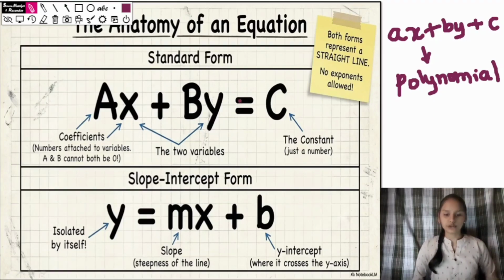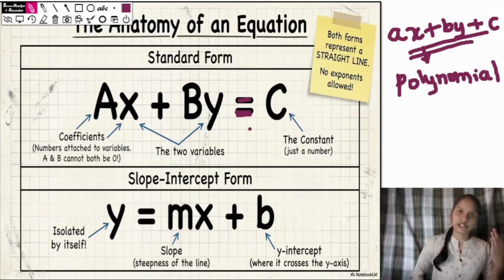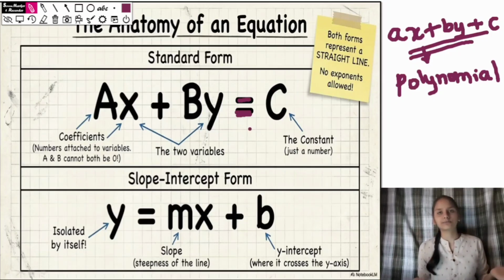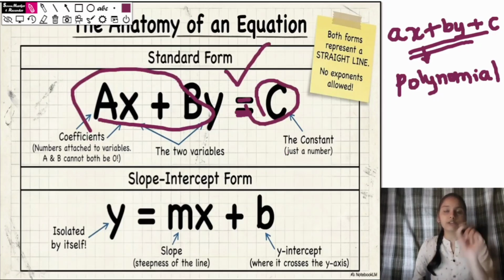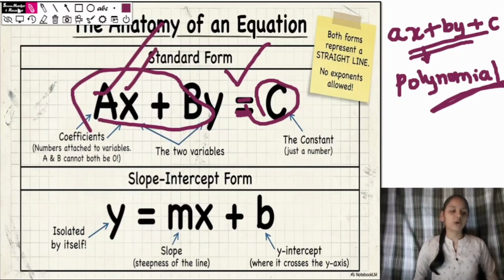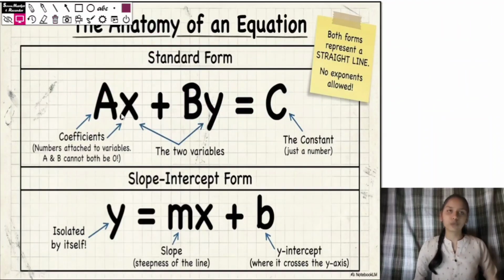Linear equation means, just observe, there is an equal to sign here, but there is no equal to sign there. This equal to sign indicates that LHS is equal to RHS, left hand side is equal to right hand side. Are you able to understand this? Which means this term is going to be equal to this term. This is what an equation tells you. So this is the basic difference between polynomial and equation. I hope you were able to catch what I was telling you.